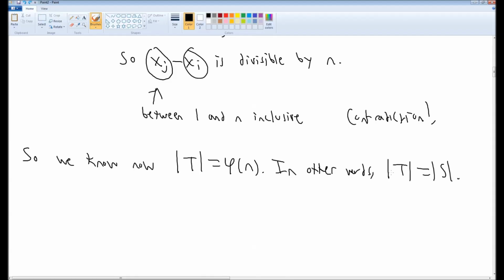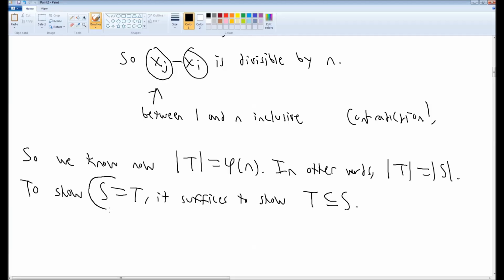Now, this is important in showing that S and T are equal. To show that S and T are equal to each other, it suffices just to show that T is a subset of S. This notation means that everything in T is also a member of S, okay? Because if you have two finite sets which are of the same size, then there's a theorem of set theory that says they're equal if and only if one's a subset of the other. That's why it was really important to show this. So we want to show each element of T is also an element of S.